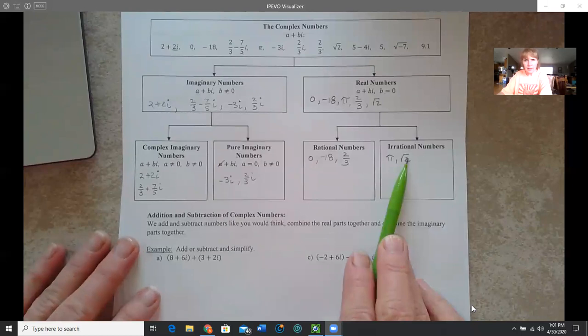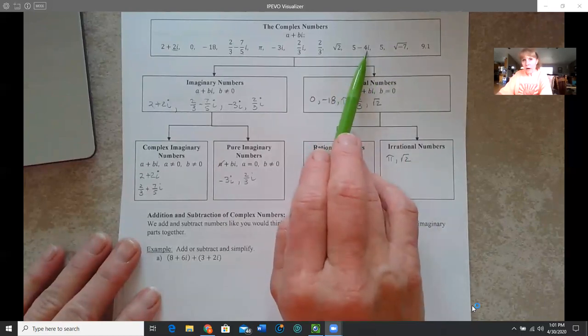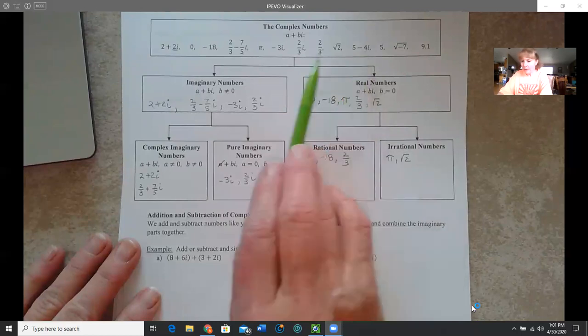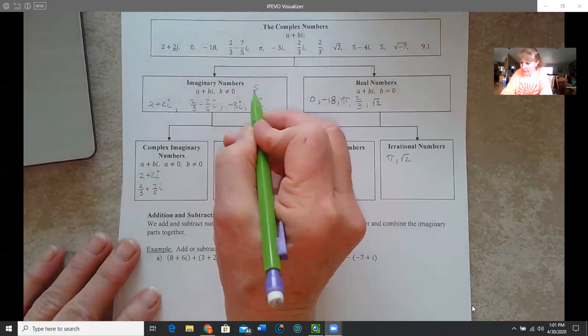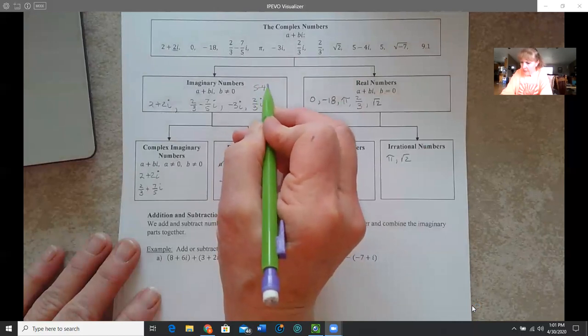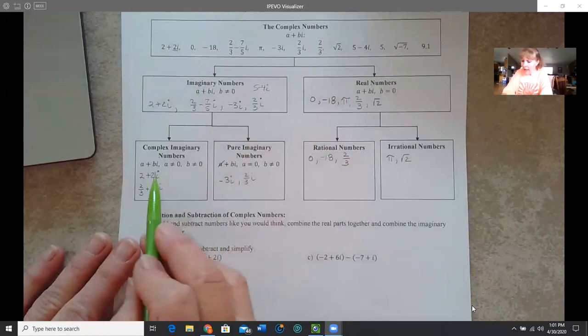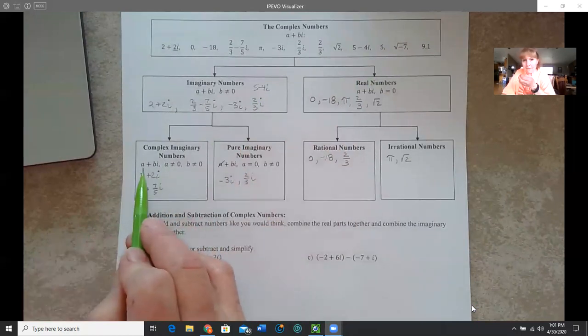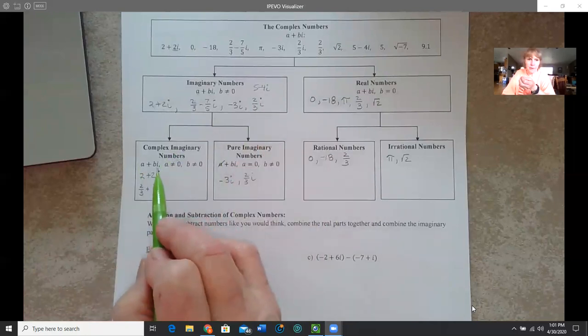All right, we can go ahead and finish these. 5 minus 4i. You've got an i, so it would be considered an imaginary number. So it's going to go in this box right here. 5 minus 4i has an a, the 5 is called our real part. The 4i is called the imaginary part.